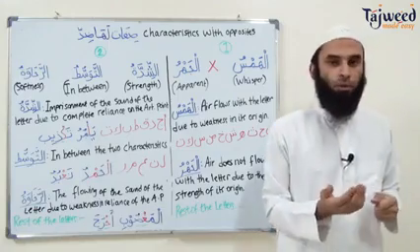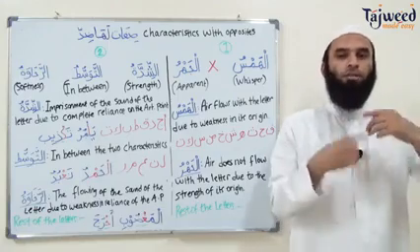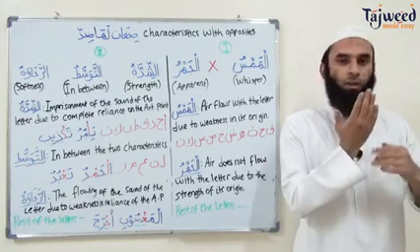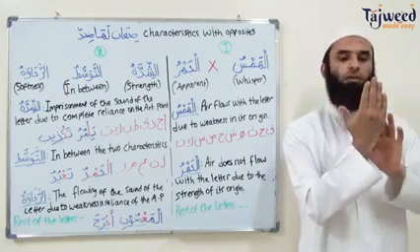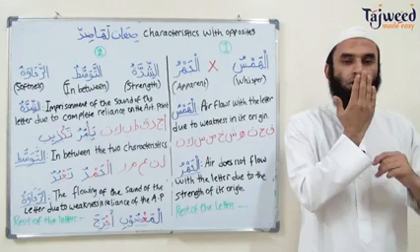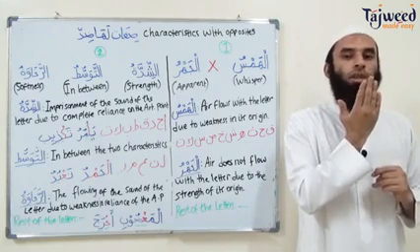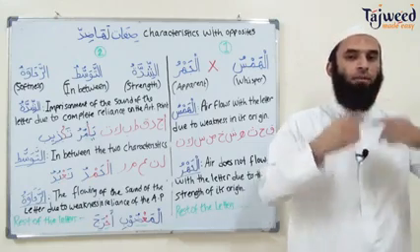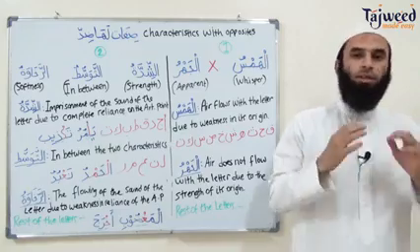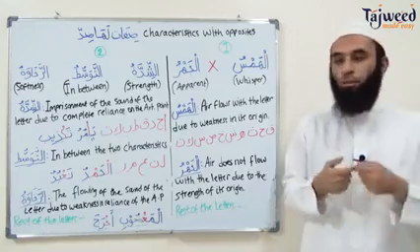Or ta, for example. Some people, whenever they pronounce ta, which is from the letters that air does not flow with, say min ash-shaytani, you find no air flows in. But if I say min ash-shaytani rajim, and make air flow with it, then the ta is not pronounced clearly. It's not pronounced correctly.